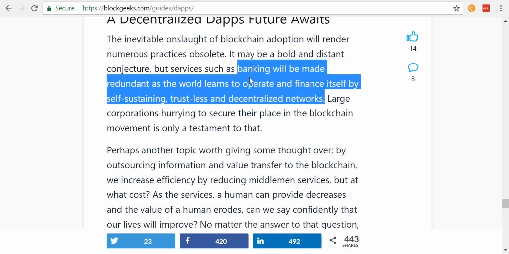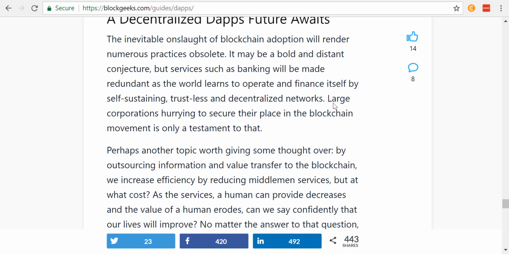you really should watch a documentary called Money as Debt. I'll try to link it down below this video. Look for it down below this video. It's about a 45 minute documentary, but it explains this perfectly. Large corporations hurrying to secure their place in the blockchain movement is only a testament to that.